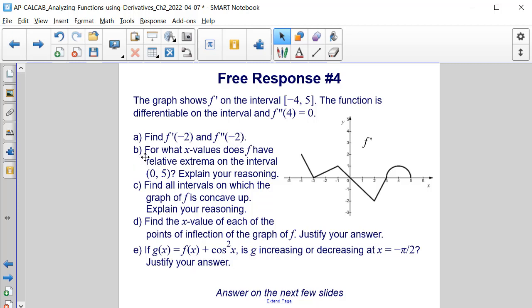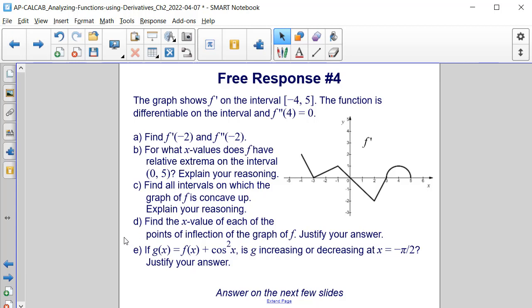The second question is, for what x values does f have relative extrema on the interval from 0 to 5? And that's an open interval. Explain your reasoning. The third question asks us to find all intervals on which the graph of f is concave up and explain our reasoning.